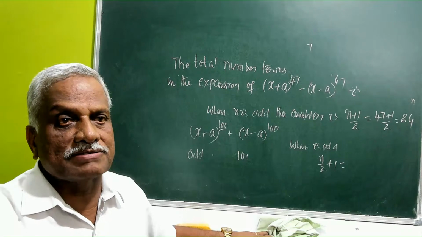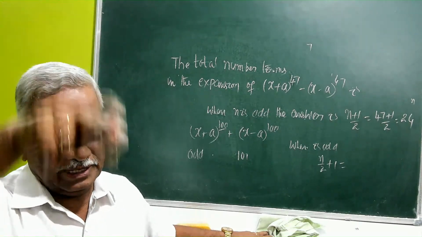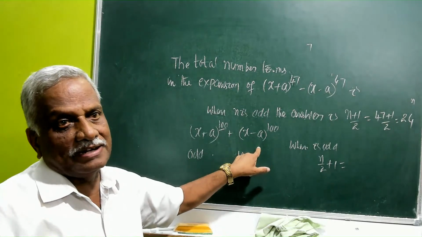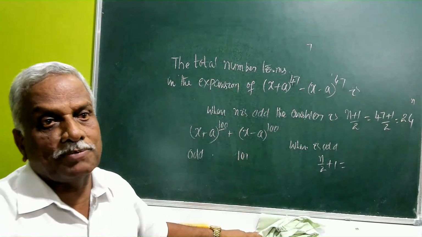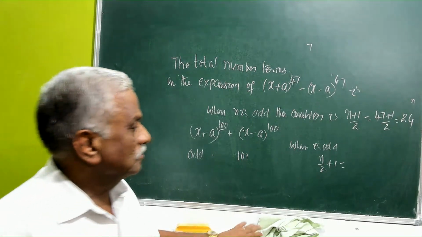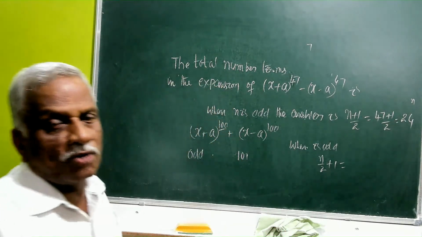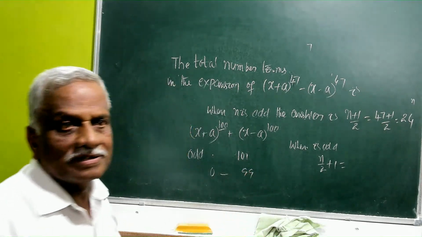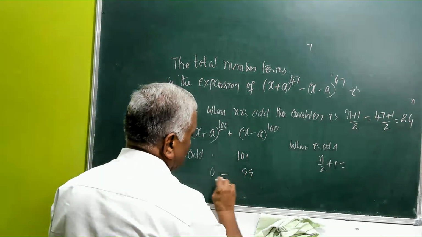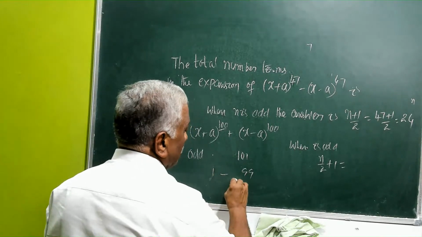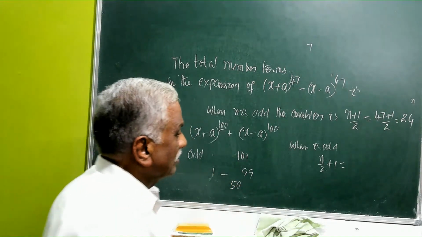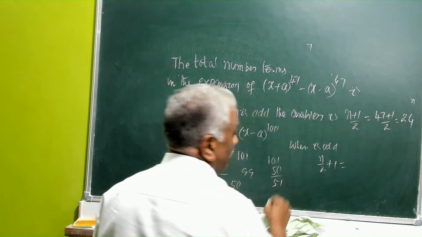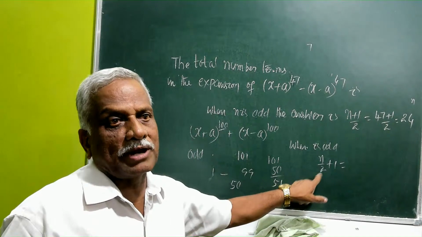So when the power is 100, the total number of terms in the expansion of (x plus a) to the power of n is n plus 1, so 101 terms are there. Because there is a minus sign, all odd powers will get cancelled. How many odd powers are there? It is from 1 to 99. There are 50 terms. So out of this 101, 50 will cancel. You get 51. That you can always remember, n by 2 plus 1.